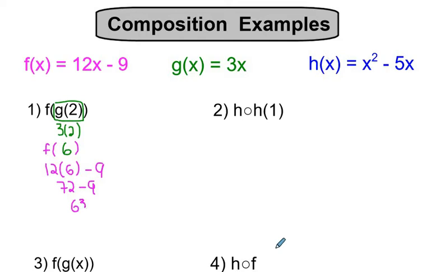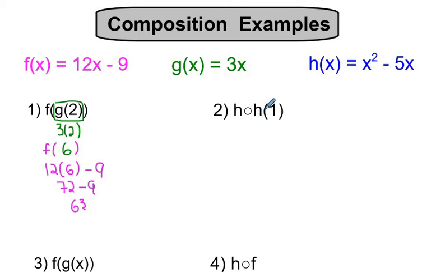So what you see has happened here is I basically have substituted 2 into the first function. And then once I have done that, I have then taken that output, which was 6, and substituted into the next function. So let's take a look at the next example, which is the same idea with a different notation.